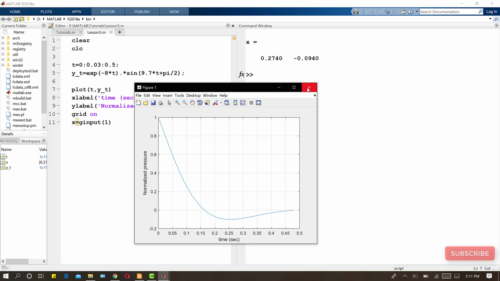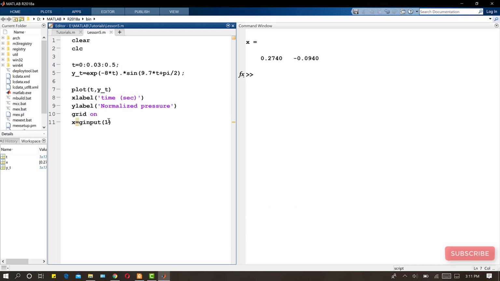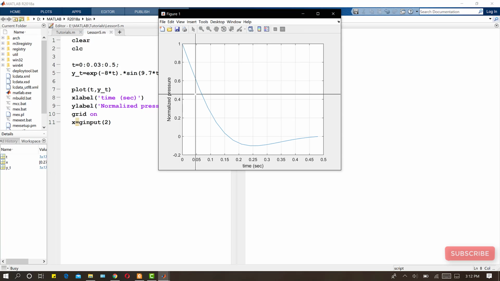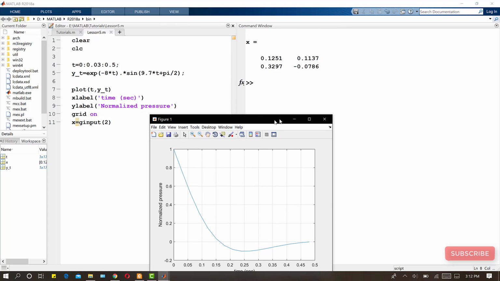Now let's suppose I write 2 here. Now I will be able to extract 2 values from the graph. So again, let's run this. Again I have this graph. Now I want to record values between 0.1 and 0.15. So let's suppose I click here and then I click here. Now we can see that we are having 2 results.